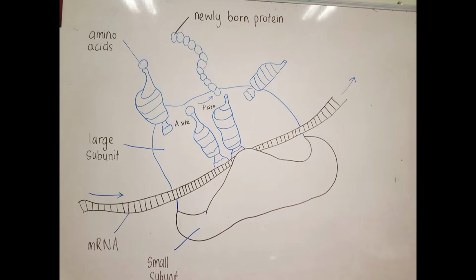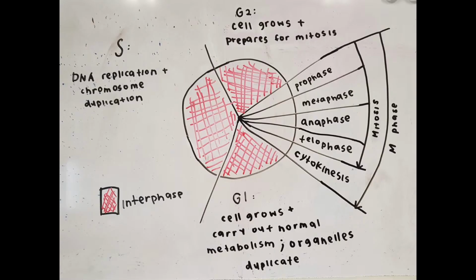Termination is signaled by 3 stop codons. These stop codons do not code for any amino acids. The cell cycle is a series of events that take place leading to division and duplication of DNA.